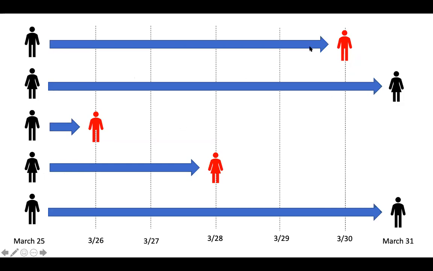This first case on the top row becomes infected on March 30th. The middle person becomes infected on March 26th. This fourth person, this woman, becomes infected on March 28th. And the other two individuals in this population go through the week without becoming infected.